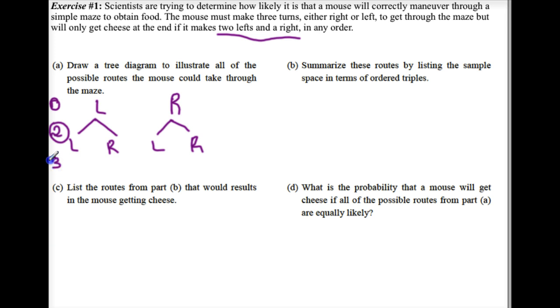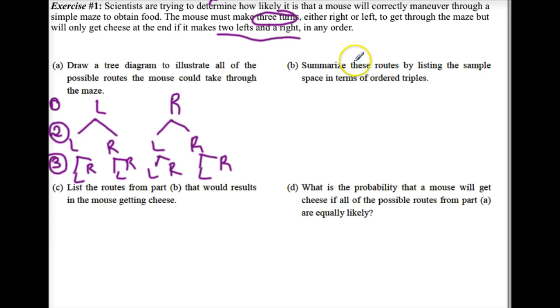Then one more turn they have. From this other turn, it's either left or right. Here it's left or right. And again left or right. And one more time left or right. Remember, up here it says 3 turns. So now this is my tree diagram.